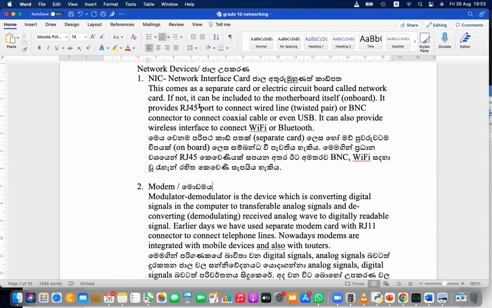NIC is an important device. It is an end user device. It can be there in the motherboard, or it can be there as a separate card. In whichever mechanism, it can be there anyway. So why NIC? It is compulsory in any network. You need to have a NIC, because through a NIC we can connect to a network.